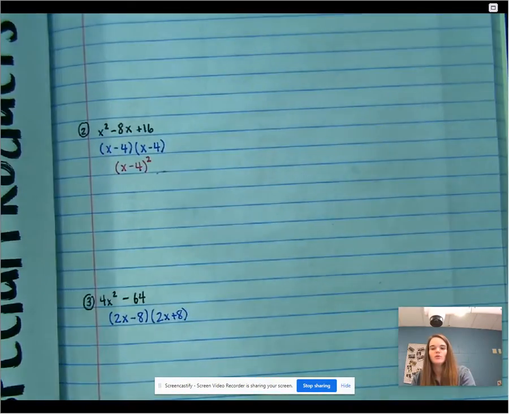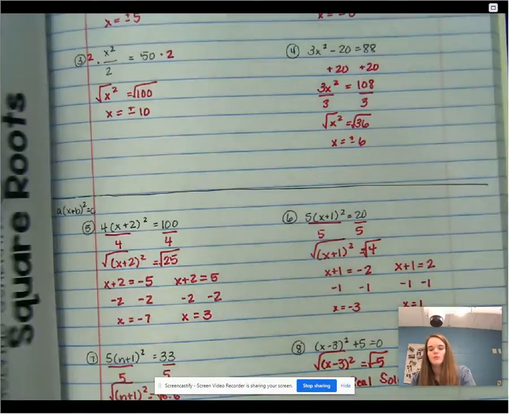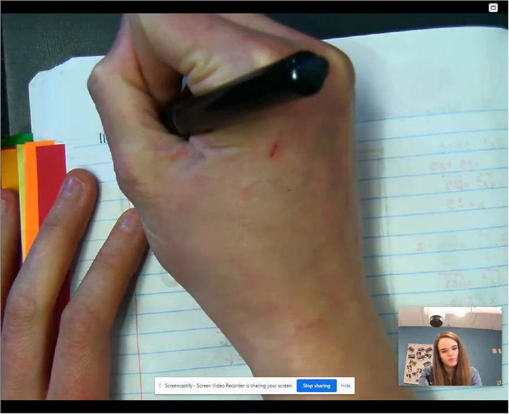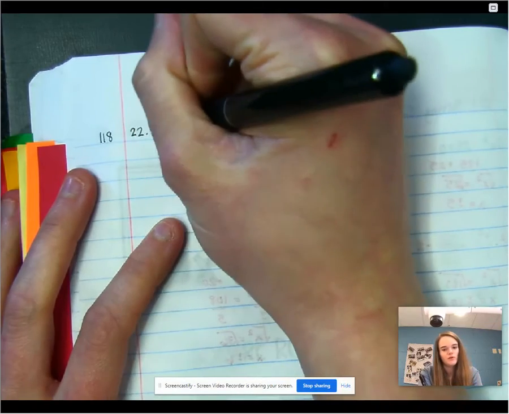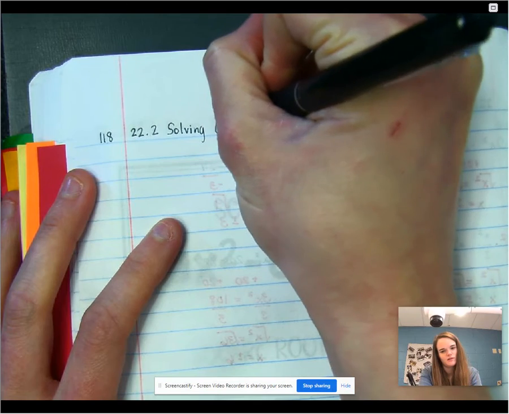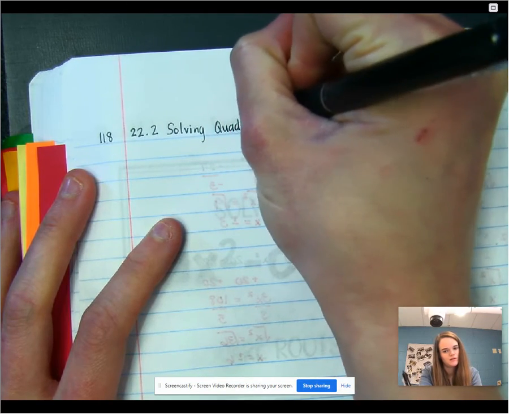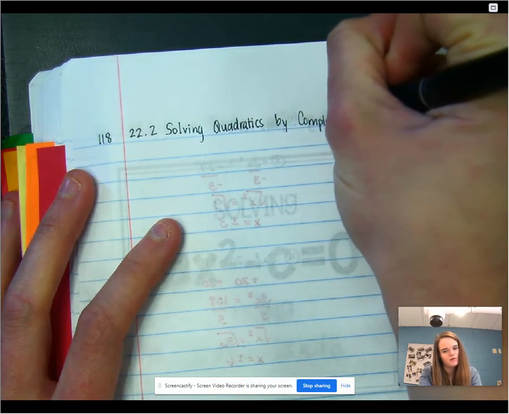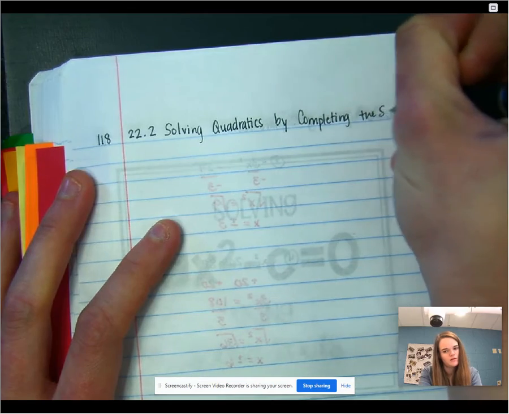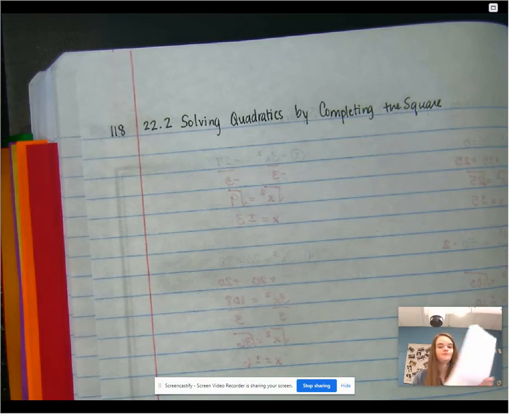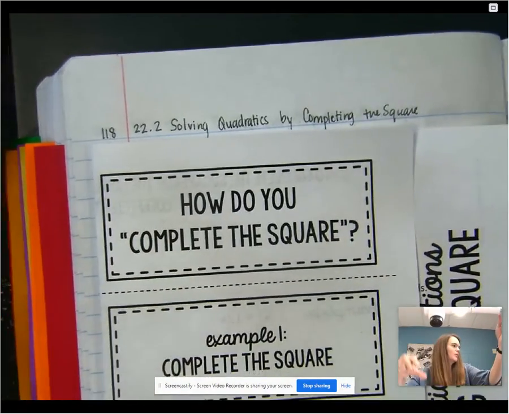Let's go ahead and turn, and we are going to label those, and then we'll start with today's lesson. Okay. So 118, 2.2, solving quadratics by completing the square. We're going to put your foldable there as well. As soon as I find it. Alright, here's your foldable. This goes glued on 118.